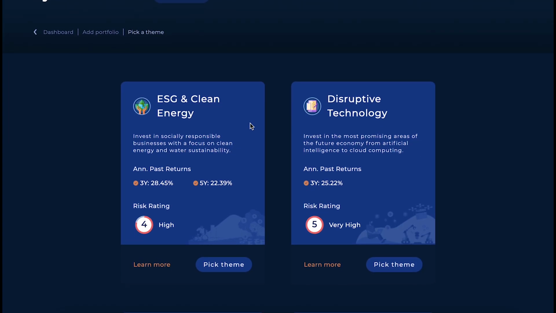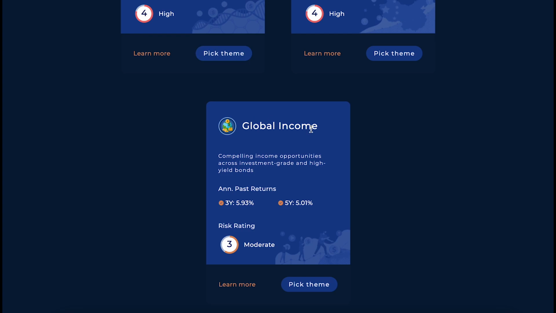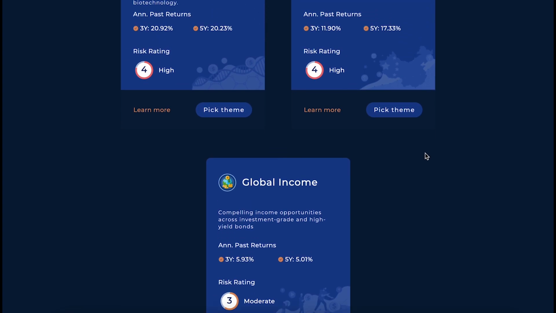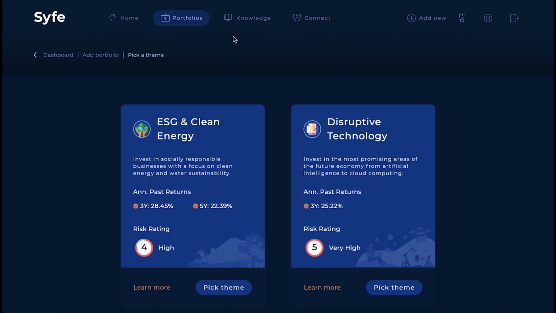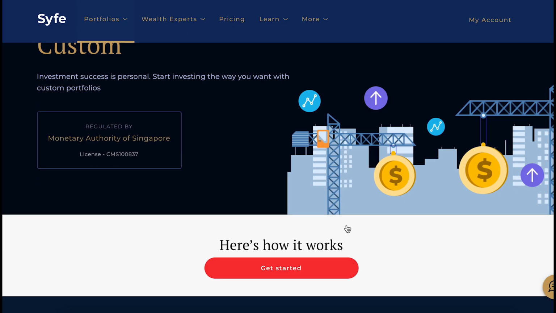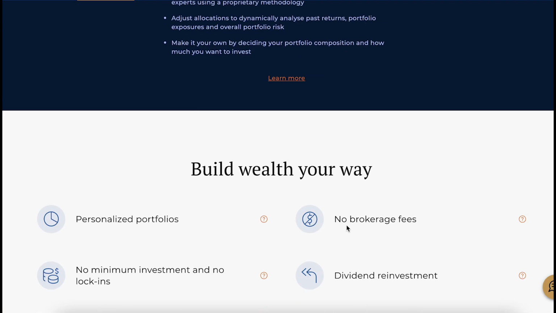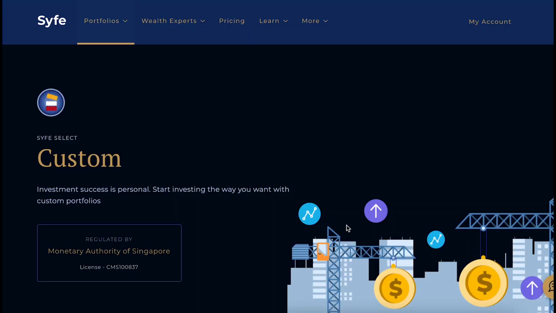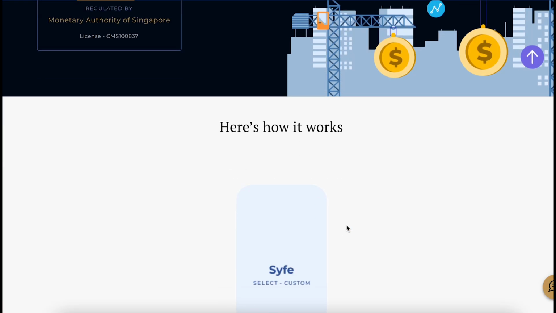But that's all there is for the thematic portfolios. We have 5 new themes that you can invest in if you have huge conviction in them. Okay, next up is the custom portfolio. I'm very sure you know what custom means, right? Custom means custom made. You can select any available ETF that is listed on Syfe Robo Advisor, and then put them in your own basket and see how it works.